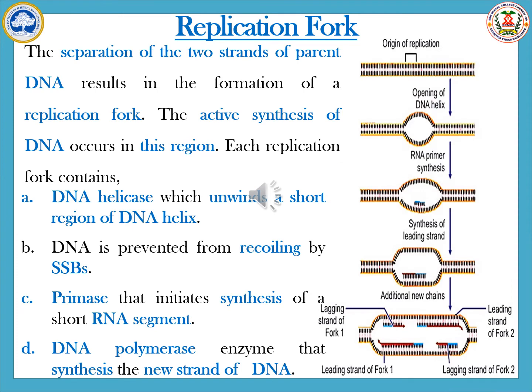I have already told you the complementary strands unwind at the site of origin of replication to form a replication fork, and it is the place where active synthesis of DNA occurs, and it consists of 4 different enzymes or proteins such as DNA helicase, SSB, primase, DNA polymerase. So helicase helps in unwinding the DNA, and SSB helps in preventing the recoiling, and primase helps in synthesizing the short fragment of RNA, and DNA polymerase helps in synthesizing the new strand of DNA.